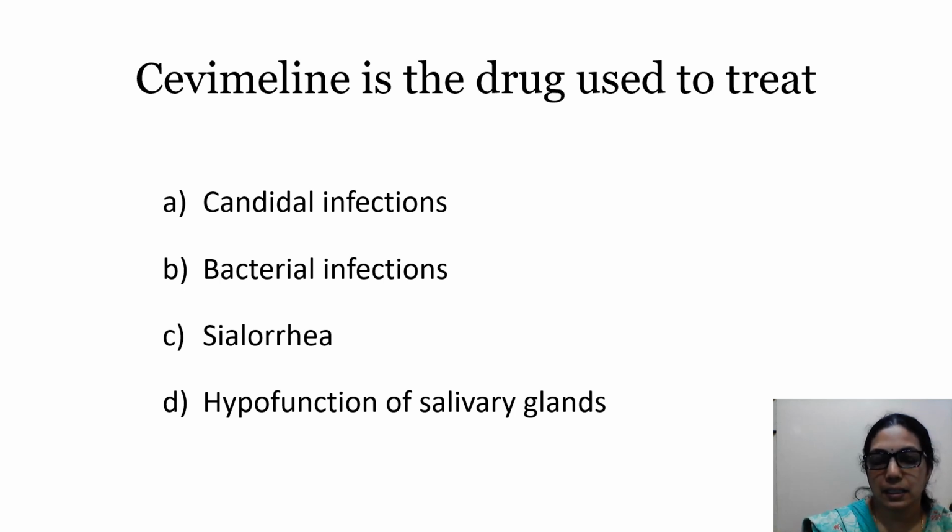Cevimeline is the drug used to treat hypofunction of the salivary glands, that is, in patients suffering with xerostomia, dry mouth. If the xerostomia is mainly due to hypofunction of the salivary glands, in those cases we prescribe this drug. Otherwise, if the xerostomia is due to any obstruction in the ducts, we have to find that out. In those cases, cevimeline is not the drug of choice. Only if the affected glands have decreased secretion as the reason for the dry mouth, then only we give this drug.